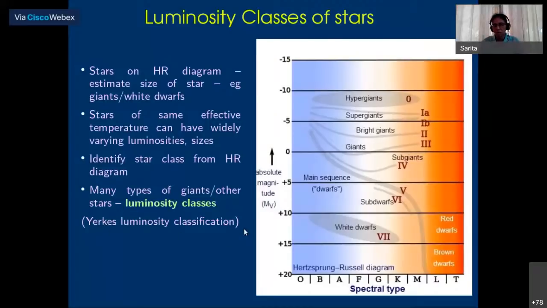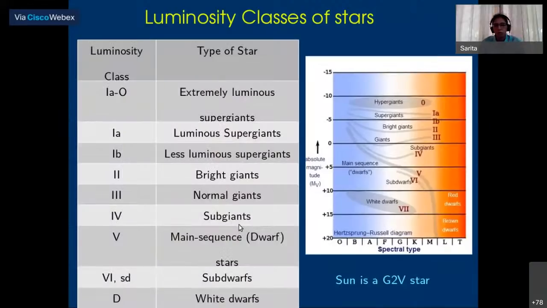This is known as Yerkes luminosity classification. That's Harvard spectral classification. This is Yerkes luminosity classification. So just to reiterate, these stars which have a lot of luminosity and large radius can have a large range of temperature also. These are extremely luminous supergiants. They are known as hypergiants. So the 1a and 0 belong to this class.